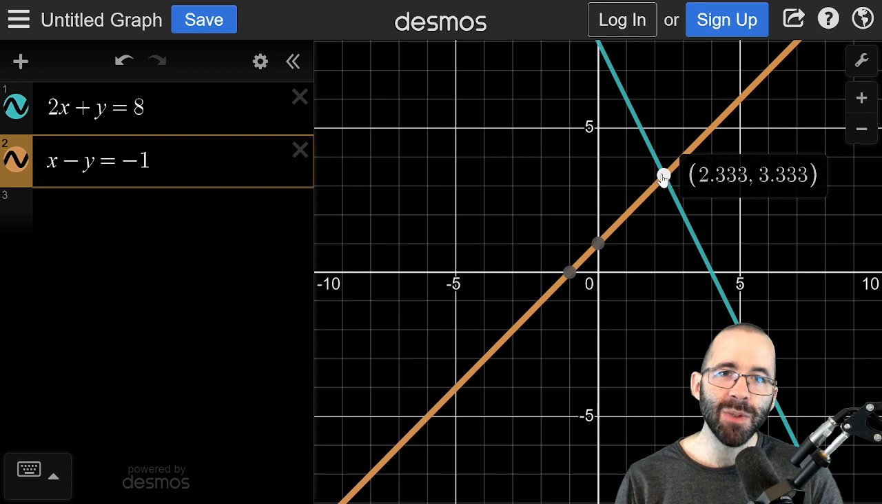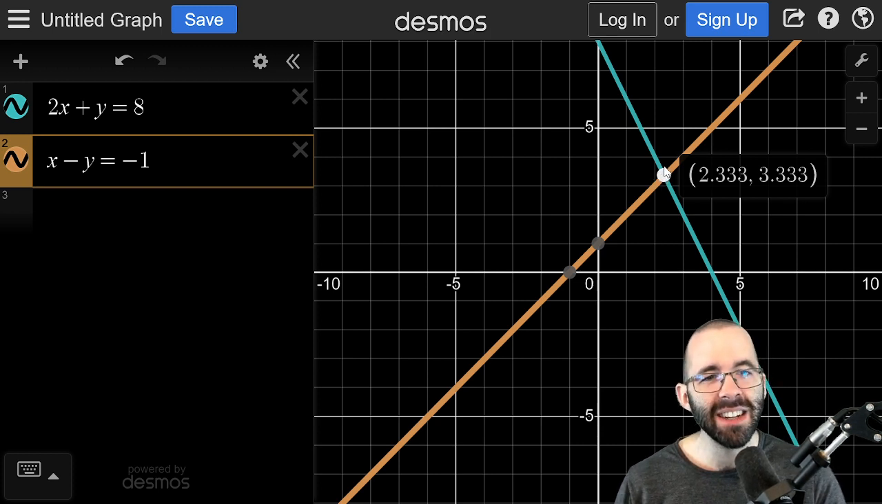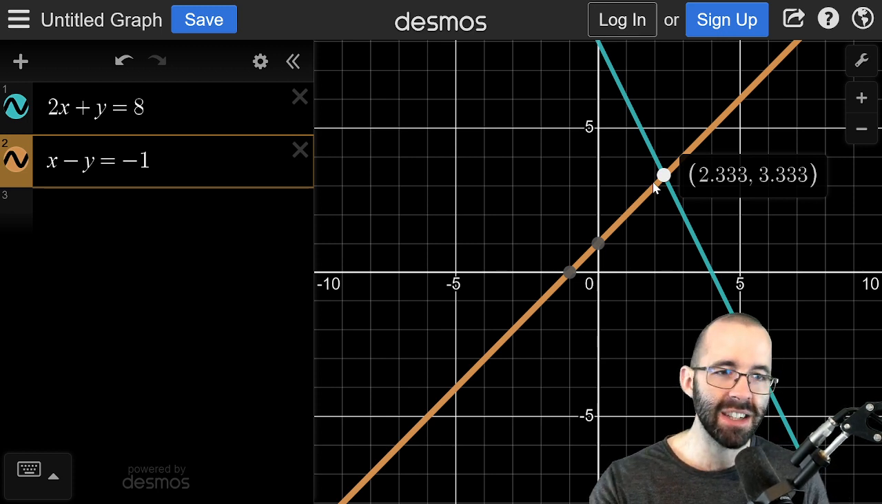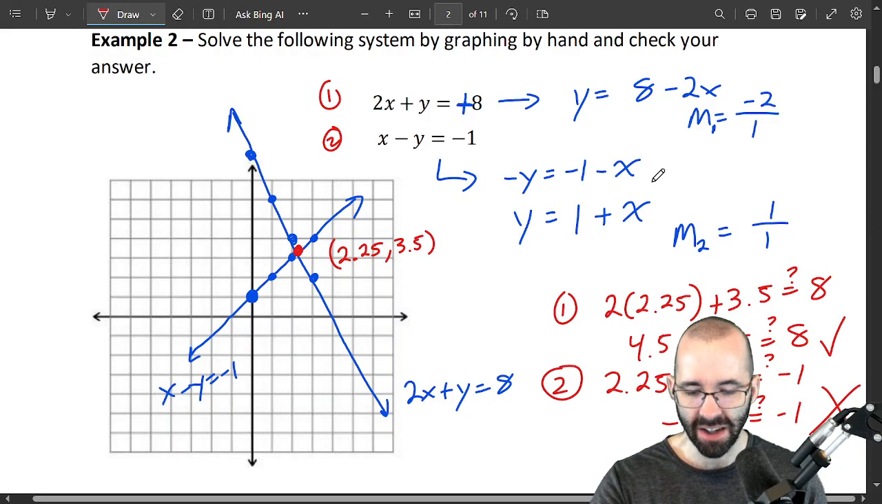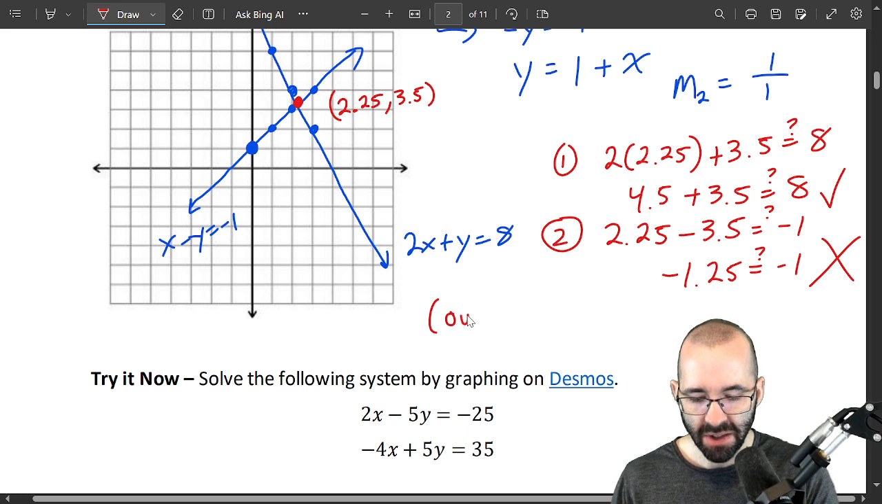So again, that's one of the nice things about graphing, you can really see visually what's going on. But sometimes if the solutions aren't really pretty, it can be a little harder. So the actual answer is 2.25, 3.25. Okay. Our guess was close.